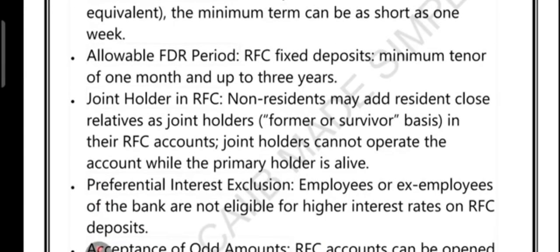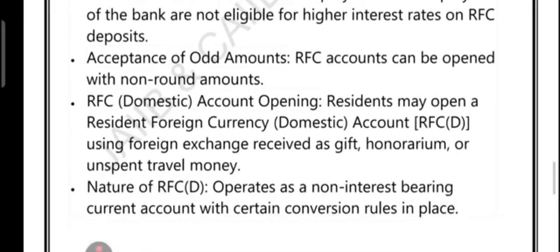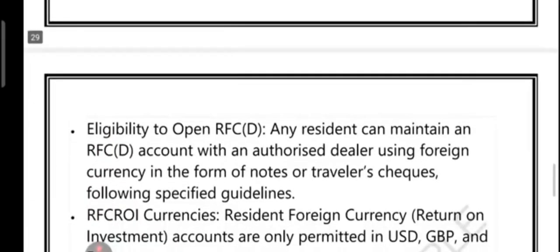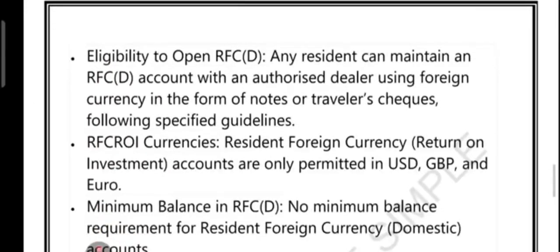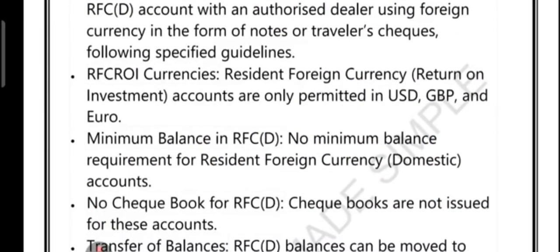Now the RFCD account is for residents to keep foreign money they get as a gift, honorarium or leftover travel cash. It is a non-interest current account. We are talking about the RFCD account, right? That is called domestic account opening. So basically you do not get any interest. It is a non-interest bearing current account. It has no minimum balance. It has no checkbook, right? A special RFC ROI account is there for investment return. They are allowed only in USD, GBP and Euro. If you later become an NRI, you can shift your RFCD account funds to your NRE and FCNR account.